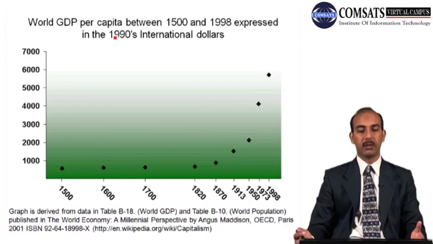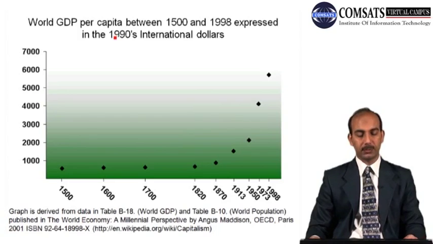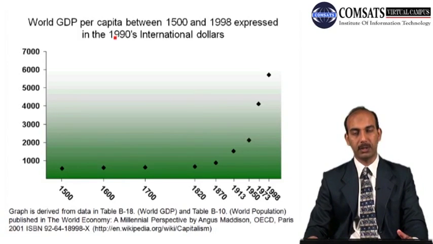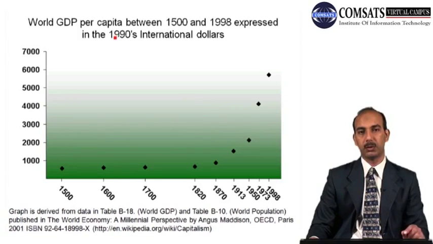So now let's see the world GDP per capita between 1500 and 1998, in these almost 500 years, expressed in 1990 international dollars. If you can see here, this is the per capita income, and this graph is derived from the data in table B18 of the world GDP and table B10 of the world population. It's published in The World Economy: A Millennial Perspective by Angus Maddison, OECD Paris. It was published in 2001.